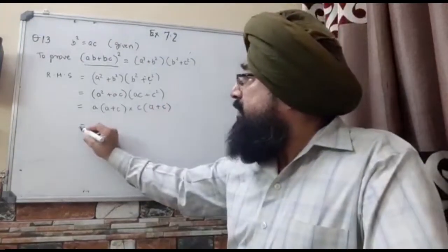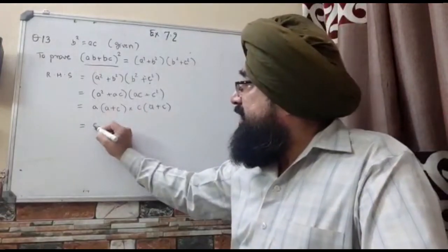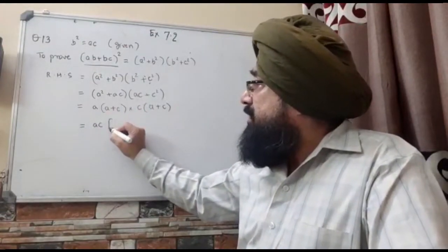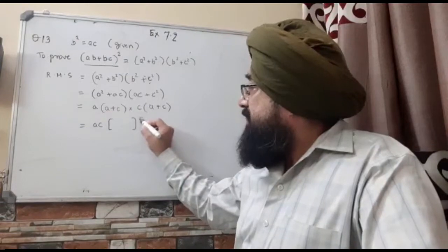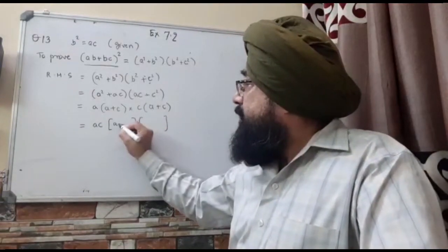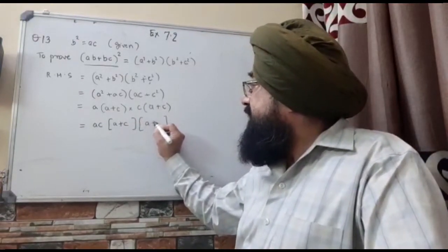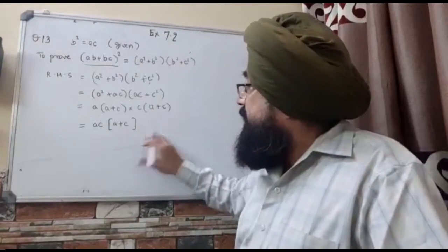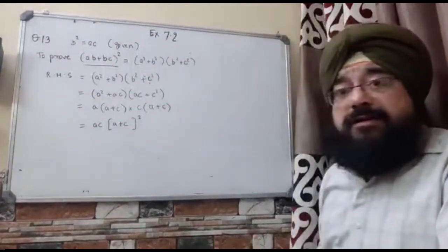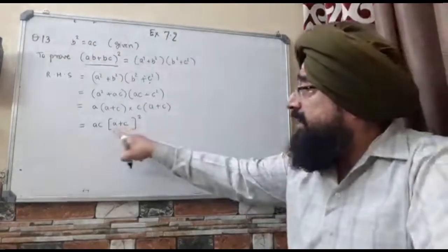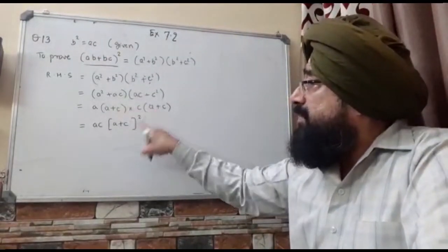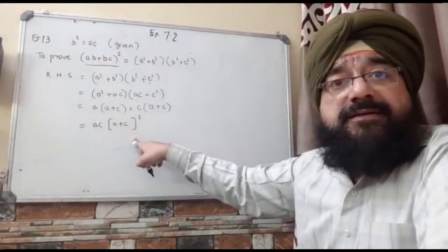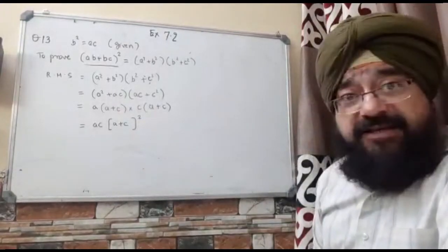So what I am actually left with is A into C common outside the two brackets, and those two brackets are A plus C and A plus C. That is, it can be written as A plus C whole square, isn't it? A plus C into A plus C is A plus C whole square. Sir, we can write AC as B square again.